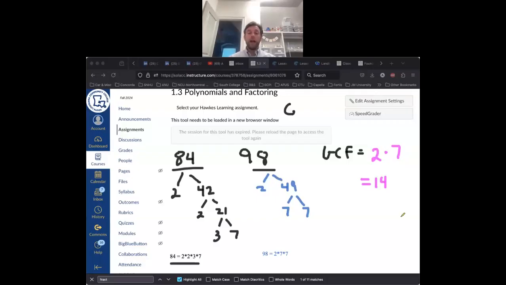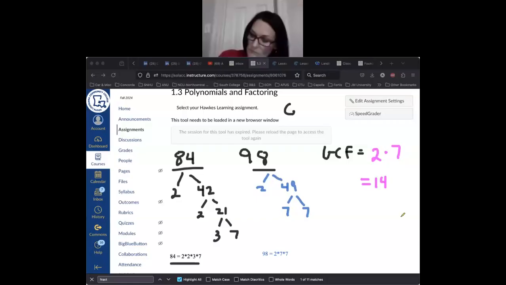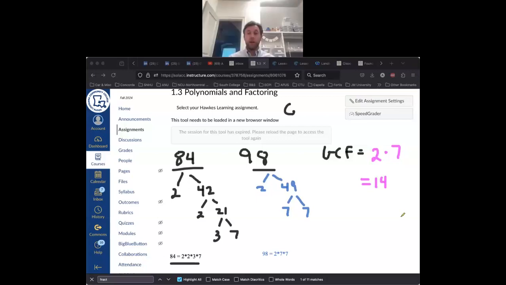So Adam makes a great point. You can check this. Take the 84 and the 98 and divide them by 14. You should not get a decimal. You should get a whole number. That's exactly right. Okay, so let me pause there. Any questions on finding the GCF of 2 numbers? Sort of fun, as far as I'm concerned. It's not terrible.